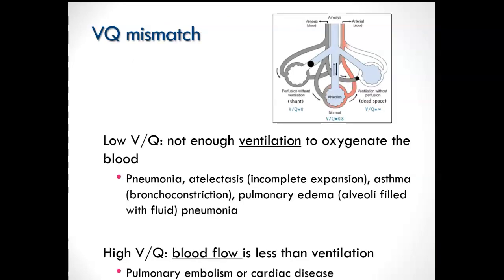So a VQ mismatch is, if it's low, that means there's not enough ventilation, low ventilation, to oxygenate the blood, right? And here's some conditions that might lead to that, like pneumonia or atelectasis, asthma, pulmonary edema, versus high VQ where blood flow is less than ventilation. And a great example of this is pulmonary embolism.